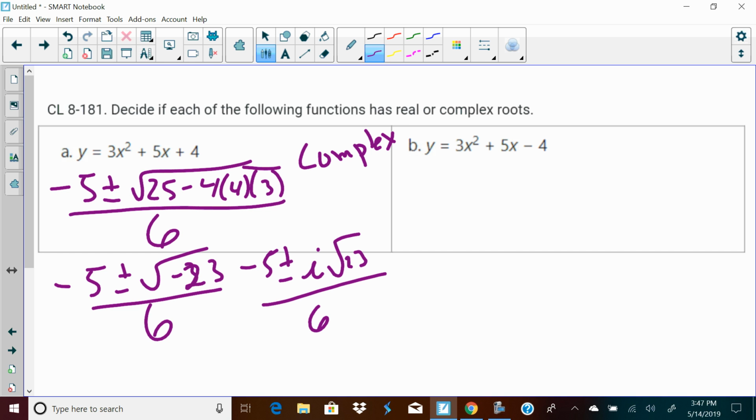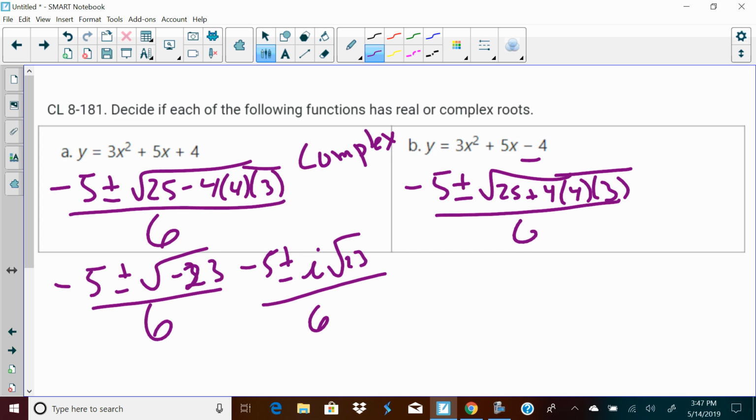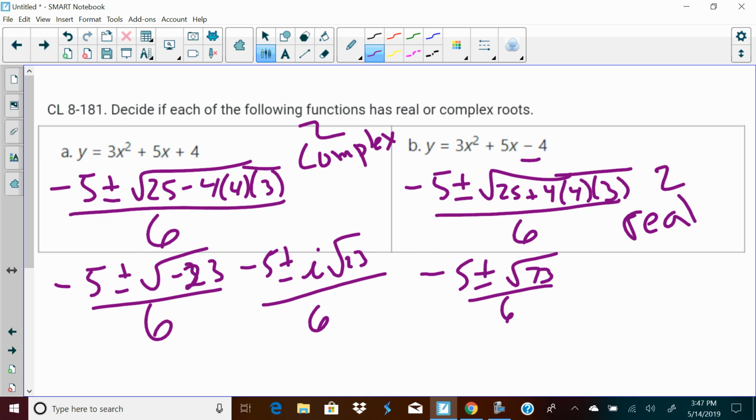For B, it's the same equation except that this is a negative 4. So when I rewrite it, it's going to be negative 5 plus or minus the square root of 25 plus 4 times 3, because it's a negative 4, divided by 6. So now I'm going to get the square root of 73. So negative 5 plus or minus the square root of 73. So these are real. It is 2.